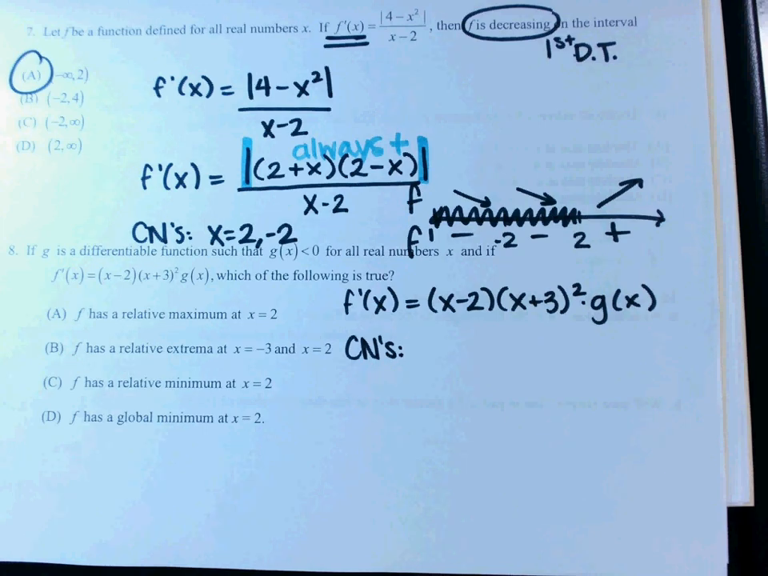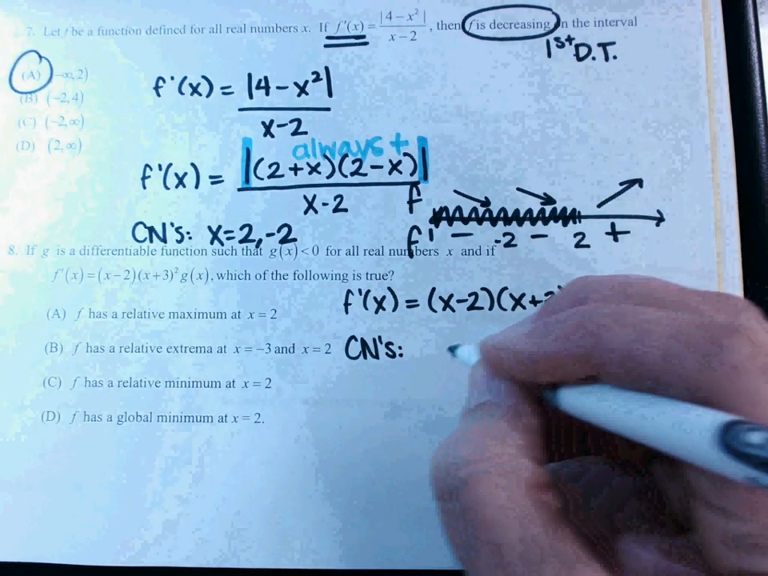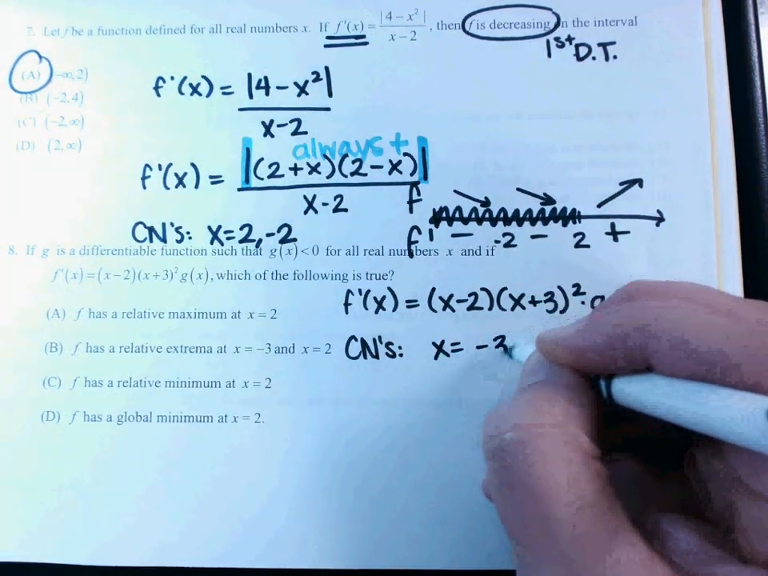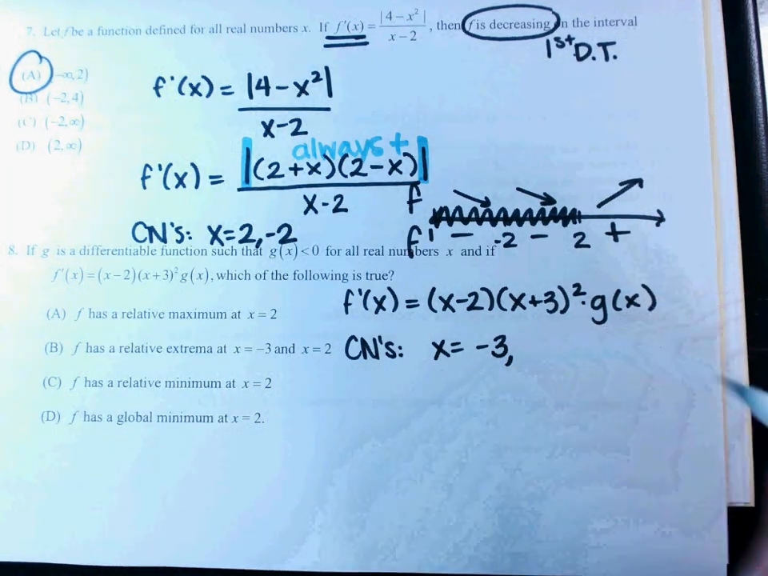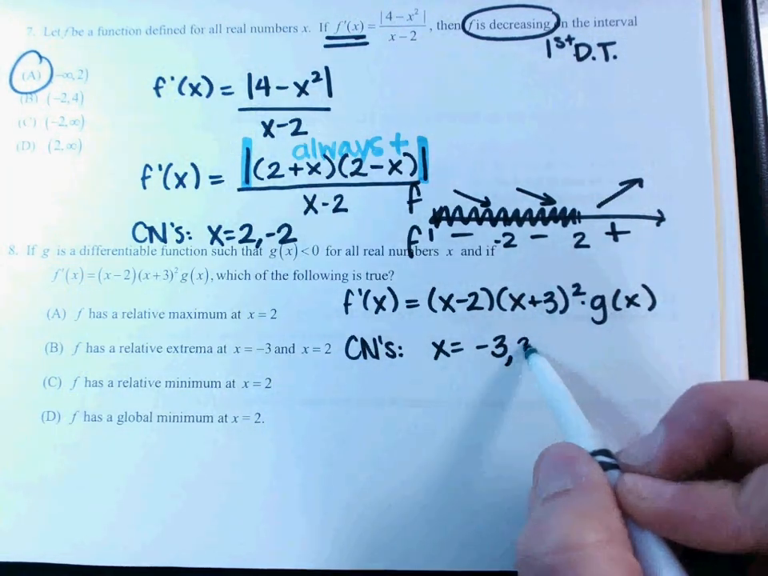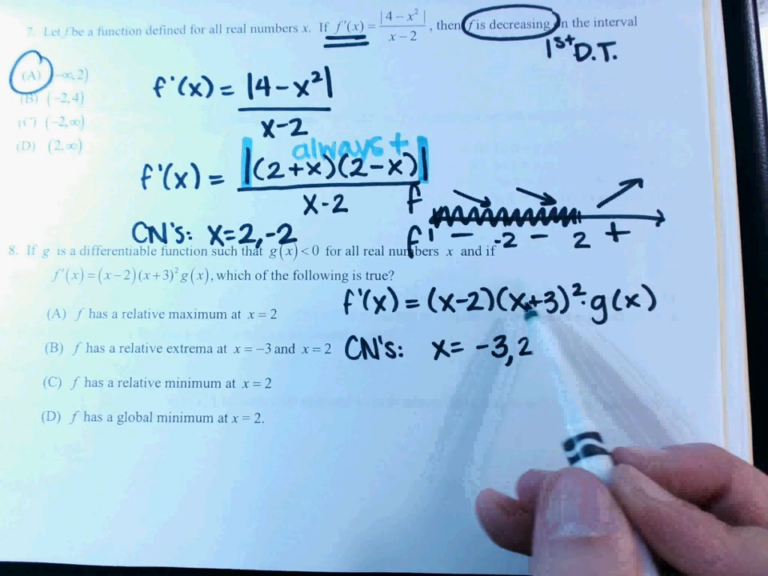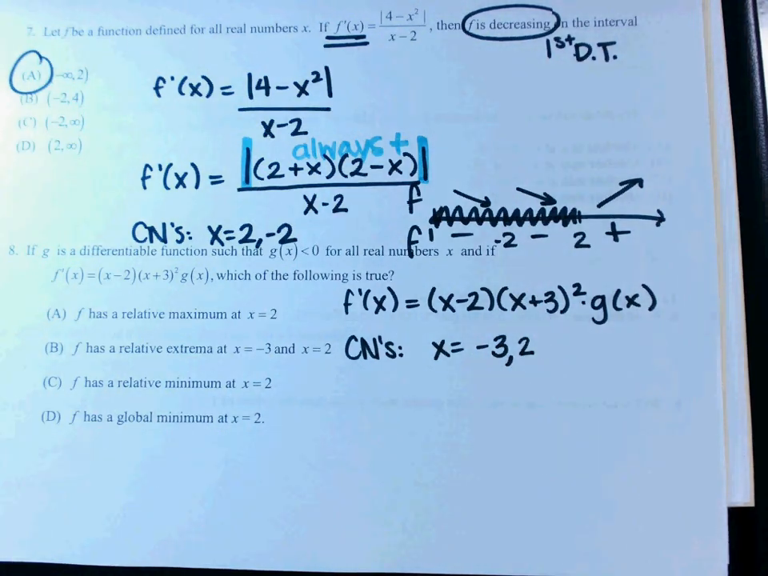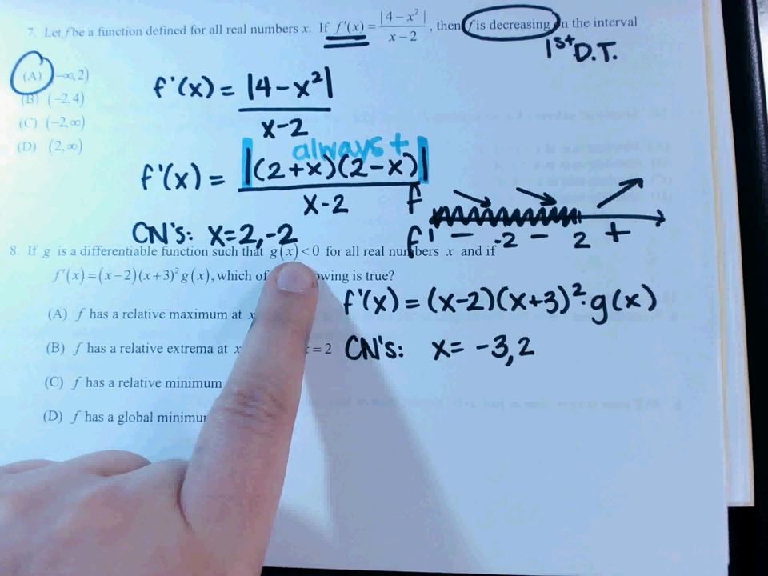What are my critical numbers? Okay, negative 3 and 2, yeah. You don't need a positive 3 because that's not going to make that 0. Now, let's talk about g of x. Is g of x ever going to equal 0? How do you know? That's correct. Look what it says right here. What is g of x? Always less than 0, so it doesn't ever give you 0. So we only have 2. Set up your number line.